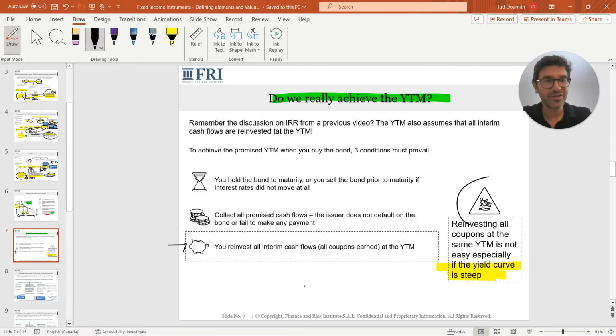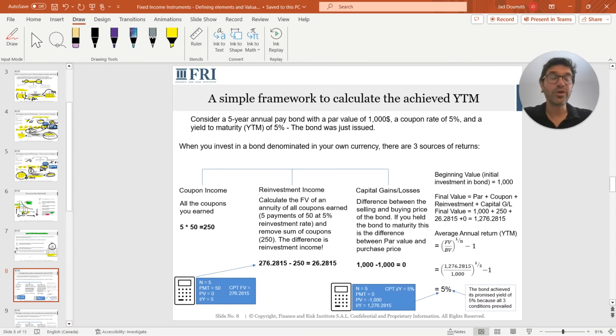So this third condition is really the one that is problematic. Hence this icon here, which is showing a slippery road, right? Or a path. It is the condition that is very hard to satisfy in real life, which is the ability to reinvest every coupon at the promised yield to maturity. In the next slide, you need to be capable of replicating all this reasoning and all those calculations for your exams, of course, and for fixed income investors watching here, you need to be able to do it for your own sake, of course.